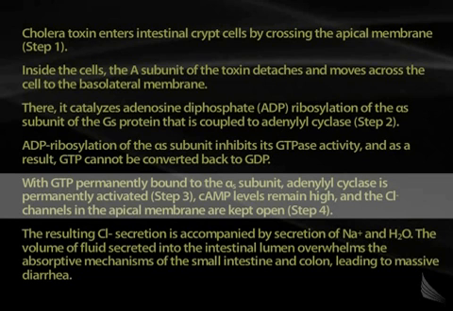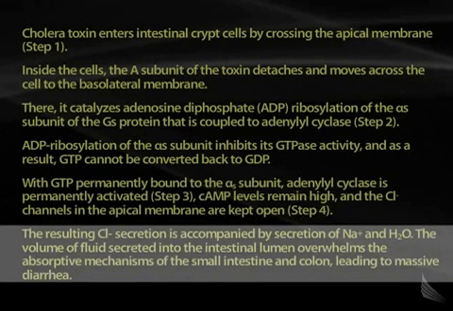As we've already discussed, when cyclic AMP levels remain high, the chloride channels that are normally closed in the apical membrane remain open. When these chloride channels in the apical membrane remain open, sodium and water follow chloride into the lumen. This results in large volumes of fluid being secreted into the intestinal lumen. These large volumes overwhelm the absorptive capabilities of the small intestine and colon, resulting in massive diarrhea.